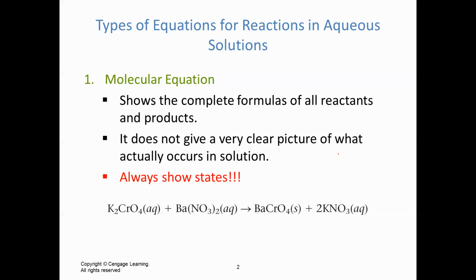One of the important things you're going to need to be able to do in this lab is write molecular equations, total ionic equations, also sometimes called complete ionic equations, as well as net ionic equations. So let's start with the molecular equations.